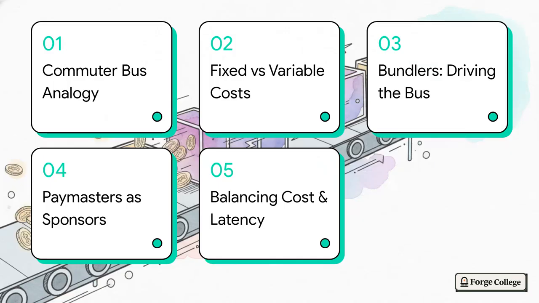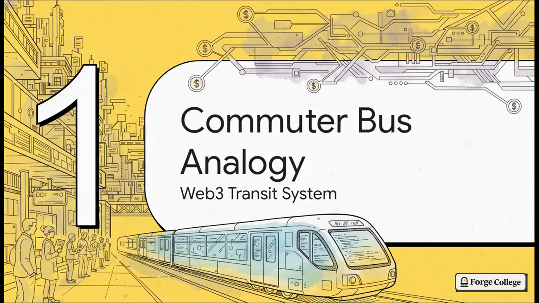So, here's our engineering roadmap for today. First, the commuter bus analogy. Second, fixed versus variable costs. Third, bundlers driving the bus. Fourth, paymasters sponsoring the ride. And fifth, balancing cost and latency. All right, let's jump right into Section 1, the commuter bus analogy. Time to board the Web3 transit system.